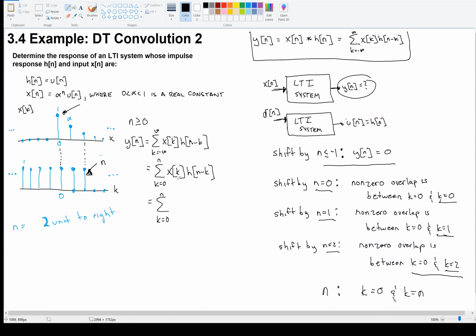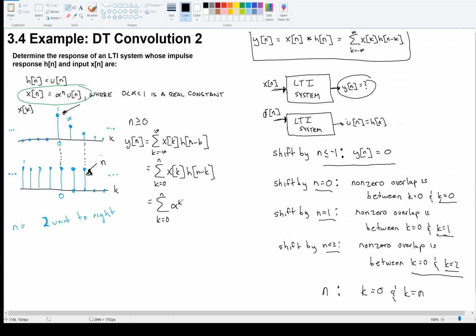In this non-zero range, what is x of k? Well, here is the mathematical equation for x of n, but we know we can swap the n's with the k's. So I can just write alpha to the k, and I'm going to drop the unit step, because the unit step is either 0 or 1, but we know we're in the non-zero region. So in the non-zero region, the unit step is 1, and so I'm just going to drop it.